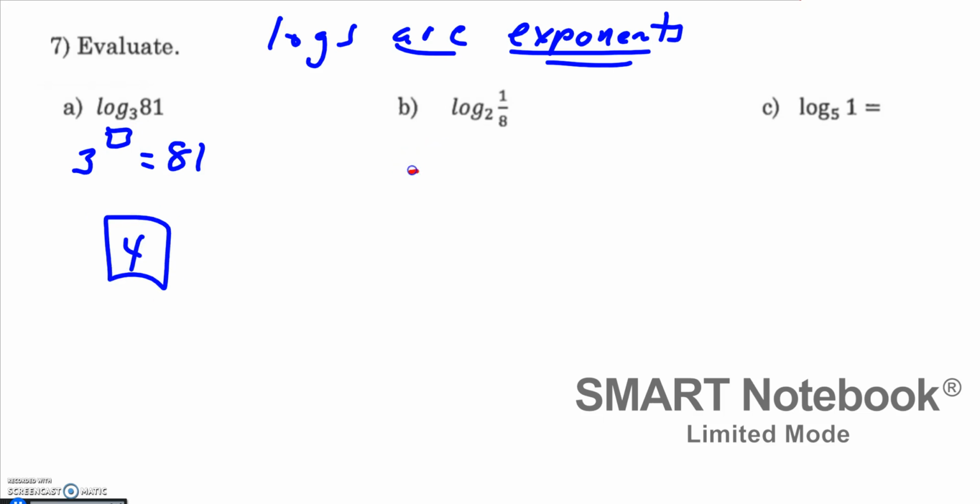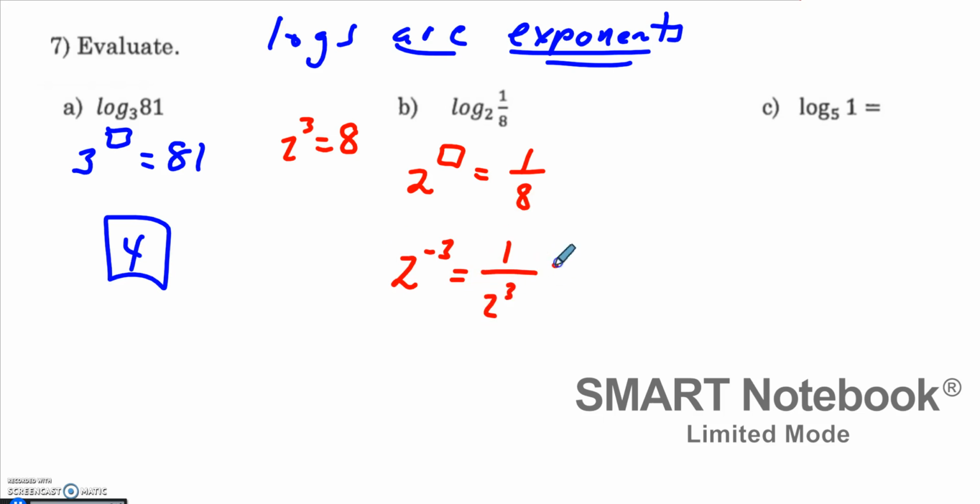Part B, we know the base is 2. We don't know the exponent, but we know it should be equal to 1/8. Well, I know that 2 to the 3rd is 8. And so what type of exponent, again, causes a reciprocal? A negative exponent. 2 to the negative 3rd is really 1 over 2 to the 3rd, which is 1/8. So the exponent that I want is negative 3.